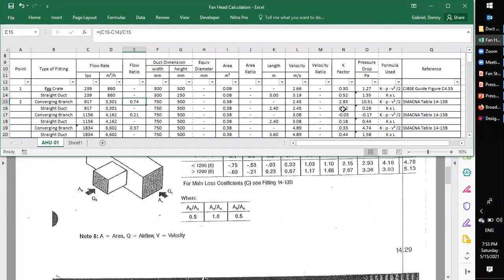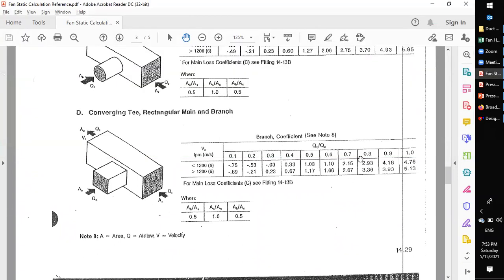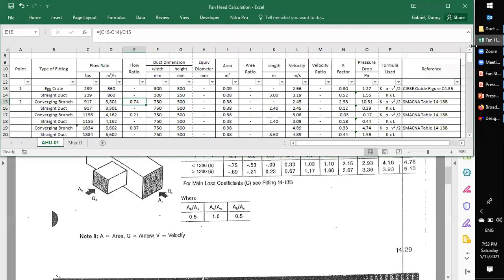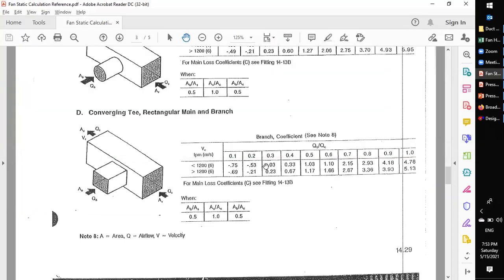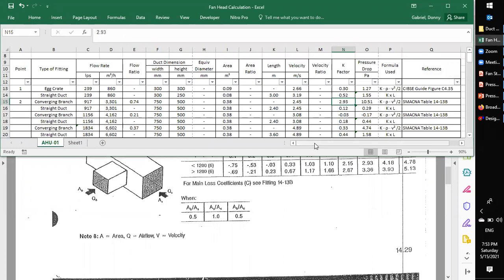What I used is 2.93 because it's a higher number. We're in between 7 and 8, so I'll just use 8 to be on the safe side. So 2.93. So converging T based on the flow ratio and the velocity of the duct. Our calculation says our flow ratio is 0.74 and our velocity is 2.65, less than 6 meters per second. In between here, I took the safer number, 2.93. That's why it's 2.93 there.